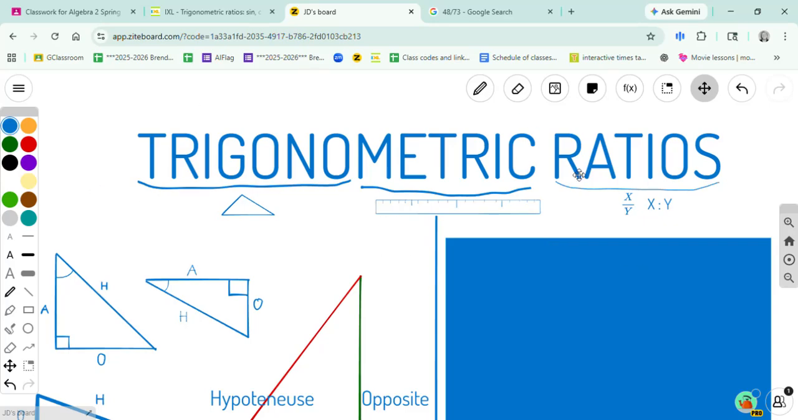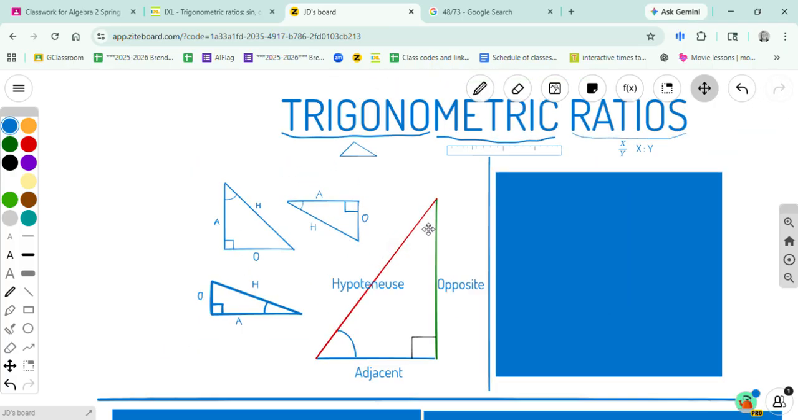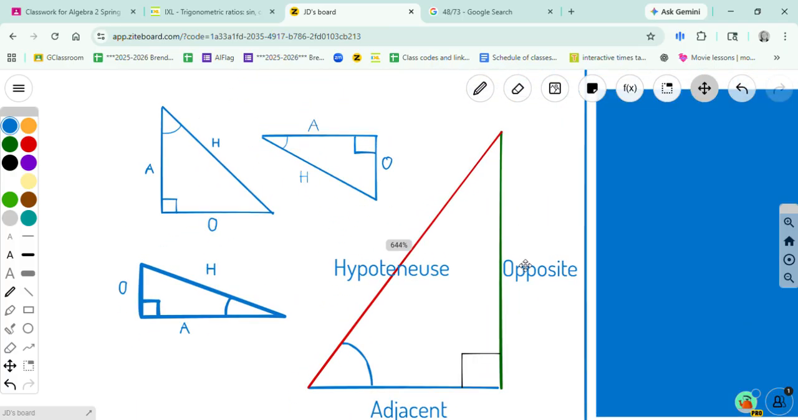This is JD, your teacher's assistant, and today we are going to be studying trigonometric ratios. Trigono means triangle, metric means measurement, and ratios are size differences across, like a fraction. So, first we're going to look at triangles.